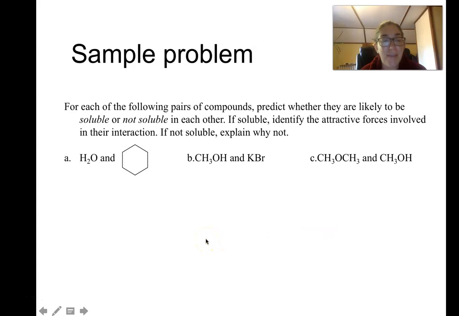So let's do another sample problem here. For each of the following pairs of compounds, predict whether they are likely to be soluble or not soluble in each other. We've got to remember that golden rule of like dissolves like.